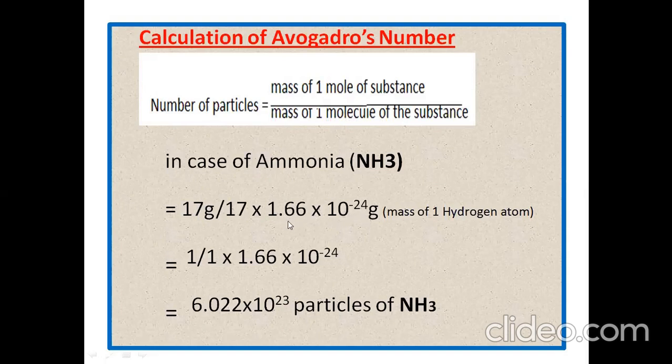This is the mass of 1 hydrogen atom, as ammonia is 17 times heavier than 1 hydrogen atom. So we will use this mass of hydrogen here. After multiplication and simplification, we will get the answer, that is 6.022 × 10^23 particles of ammonia. So it is proved.